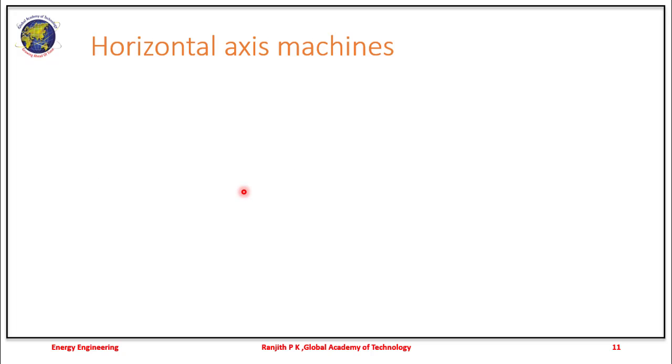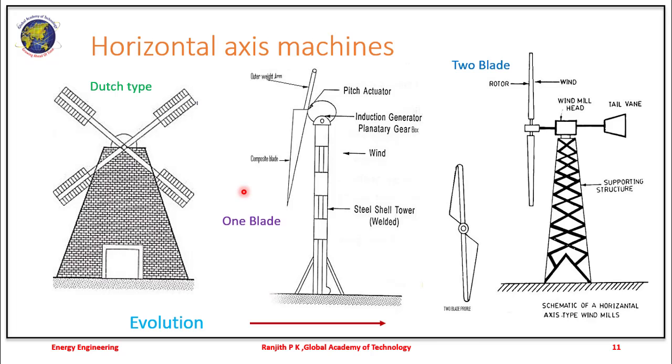So, if you look at the horizontal axis machines, the evolution has taken place from this end to this end, to where we are today. Right from the Dutch type, which used different available materials at that point of time, to one blade, then to two blades, and in fact now we have progressed to three blades. And a typical wind turbine has a three blade mechanism.